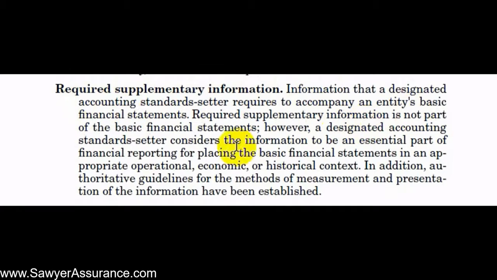However, a designated accounting standard setter considers the information to be an essential part of financial reporting for placing the basic financial statements in an appropriate operational, economic, or historical context. And in addition, authoritative guidelines for the methods of measurement and presentation of the information have been established. And so now we understand this is a schedule outside of the financial statements that the financial reporting framework requires, or that the accounting standard setters require, to be included with the financial statements. We can go down to the section of how to modify our accountant's compilation report to reference this and explain how much responsibility we have on that supplementary information.